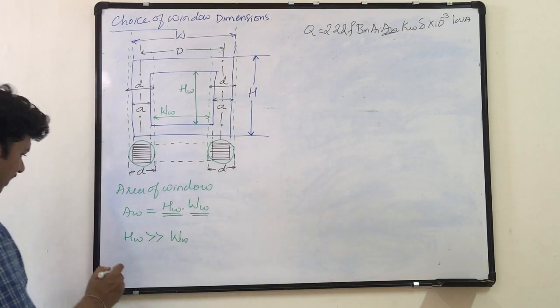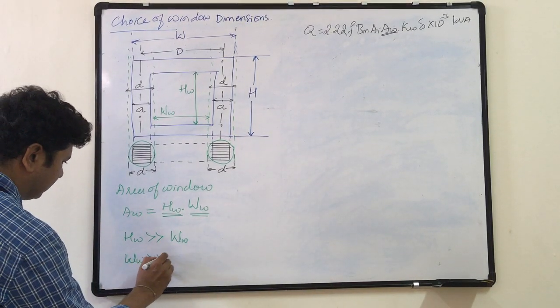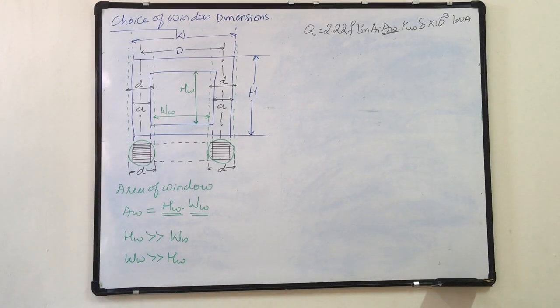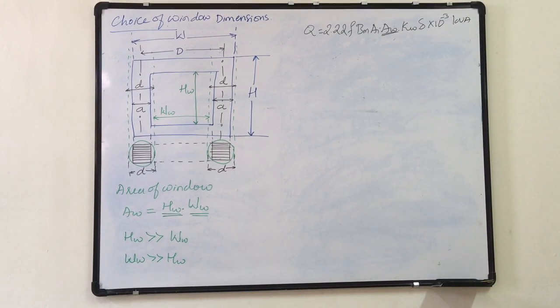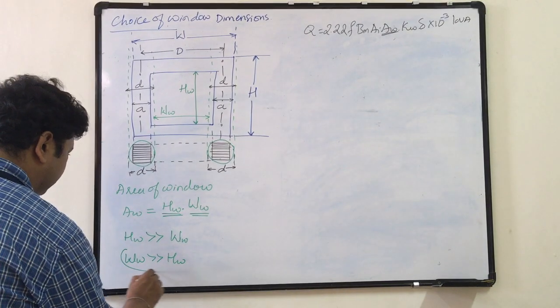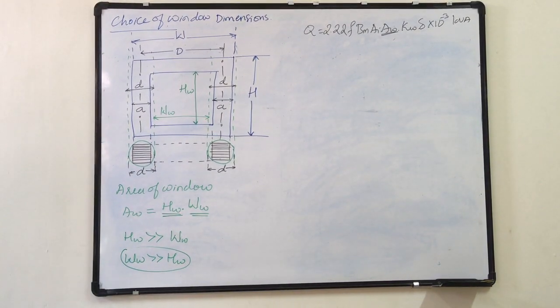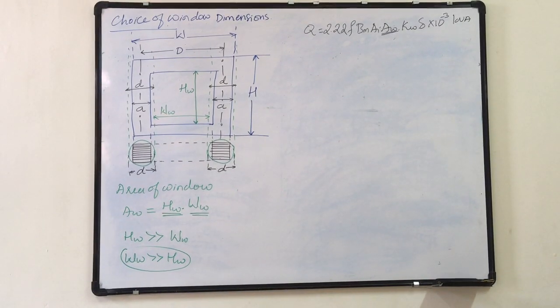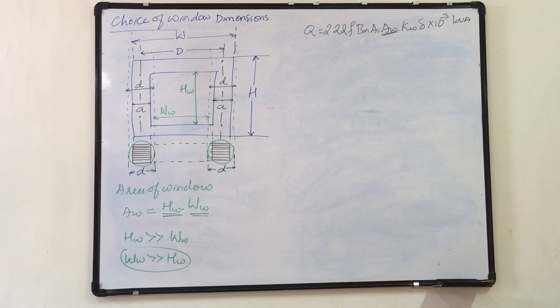Second case, if width of window is much larger than height of window, then obviously leakage increases, and I need more magnetizing ampere turns. So I generally don't go for this condition. Generally, if you observe, the height of window will be greater than width of window. So therefore, we should keep a relation between height and width in such a way that I will get the best design, a better trade-off.